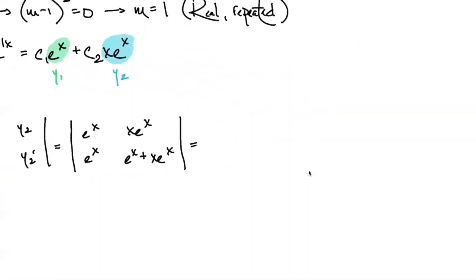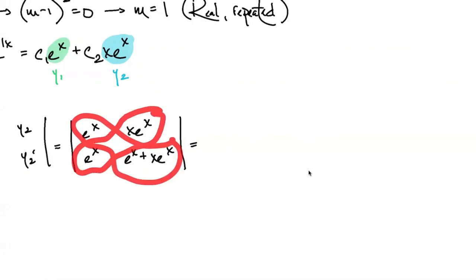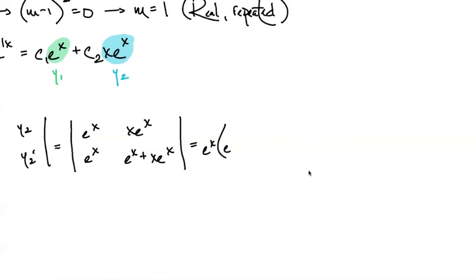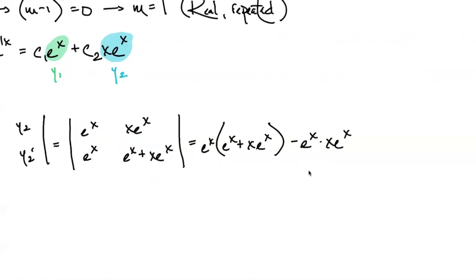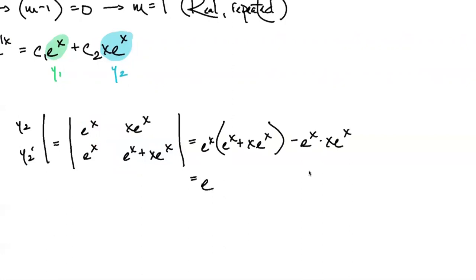Now to find that Wronskian, we're going to take the product of these 2, and we're going to subtract the product of the other 2. So we get e to the x times (e to the x plus x e to the x) minus e to the x times x e to the x. And let's see what that gives us. We're going to end up with e to the 2x plus x e to the 2x minus x e to the 2x. Now notice that these last 2 terms are equal, but have different signs. So they're going to reduce to make 0. And our Wronskian for this first example will be e to the 2x.